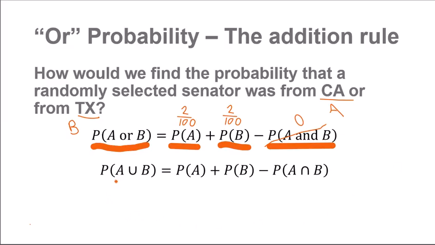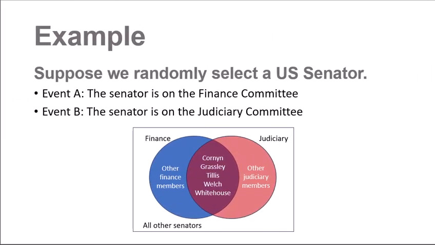You'll see alternate notation for this. Instead of A or B, we might see A union B using the union symbol here. And then instead of A and B, you would see the intersection symbol. They really mean the same thing. The intersection is the overlap between the two, and the union is sort of everything in A together with everything in B.